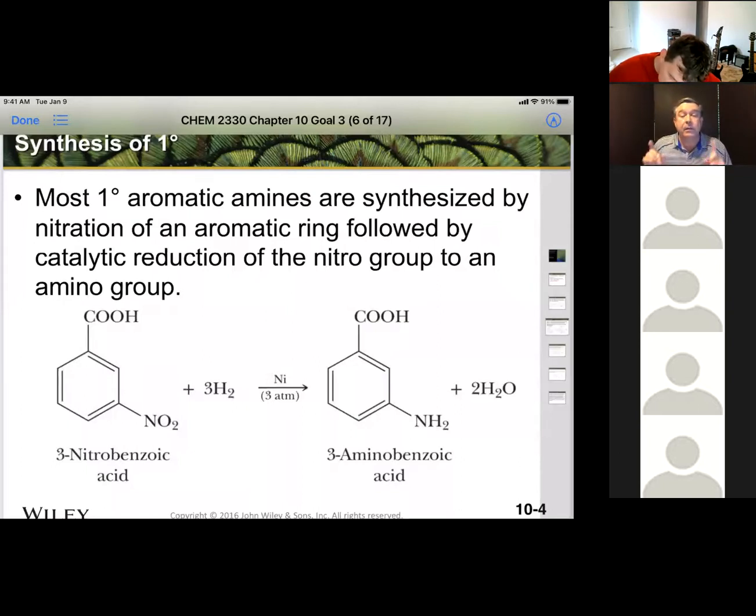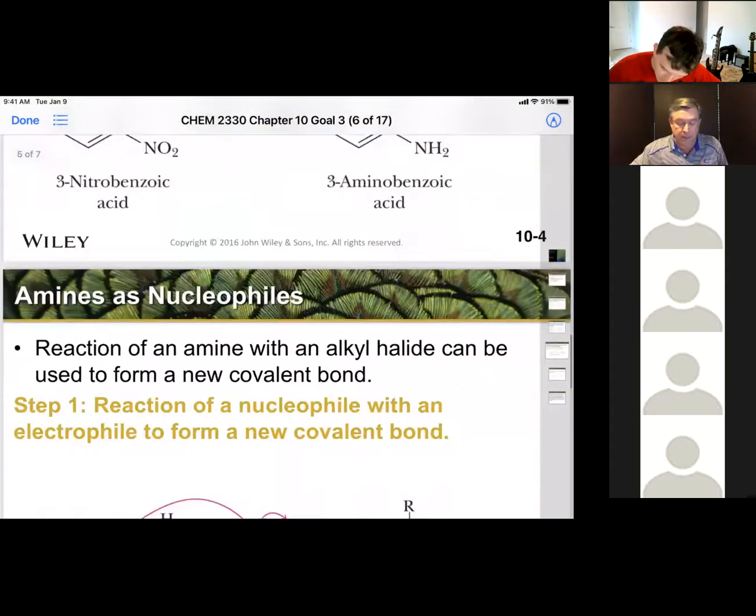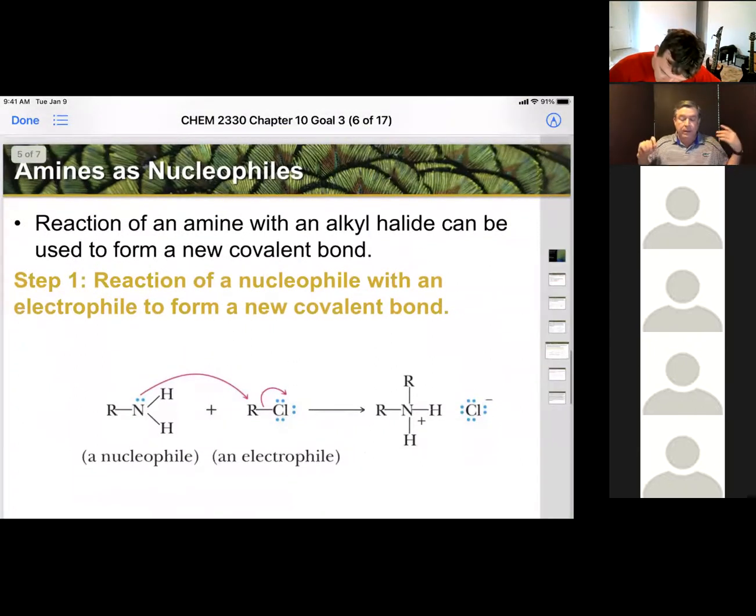Notice that's why we had to use 3 equivalents of hydrogen, because we're getting 2 equivalents of water and our free amine. Okay, this reaction works very quickly. You just shake it in the bottle for about 30 minutes and it's done. So that's one way to create a primary amine from an aromatic system: you could convert the nitro group to the amine.